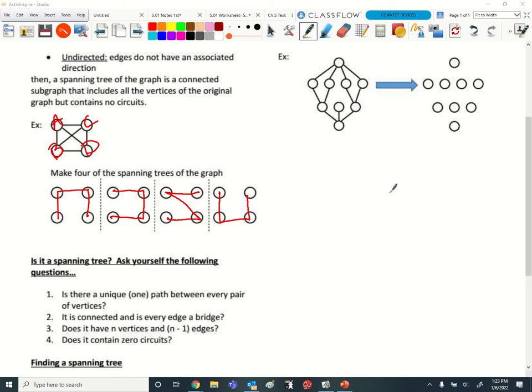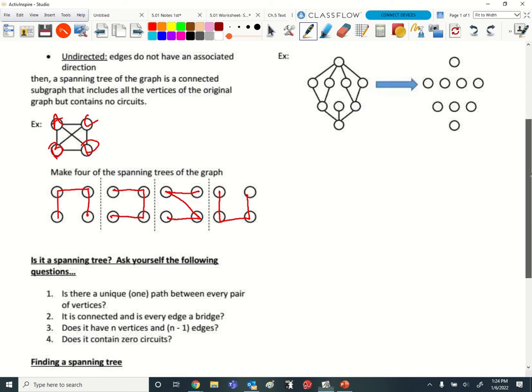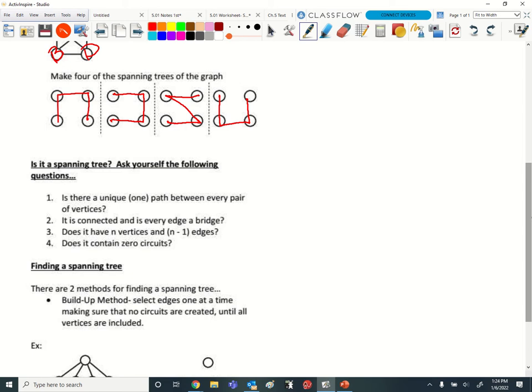Now, to go along with a couple things that we have right here, a spanning tree asks the following questions. Is there a unique path between every pair of vertices? Now, I'm going to add a couple to this. Is it connected and is every edge a bridge? Okay, so every single one. I've gone to every single point. Or if I consider these houses, I can go from one house to any other house.